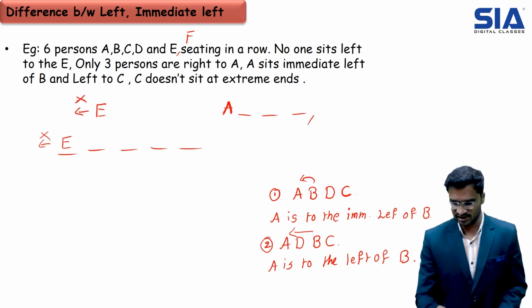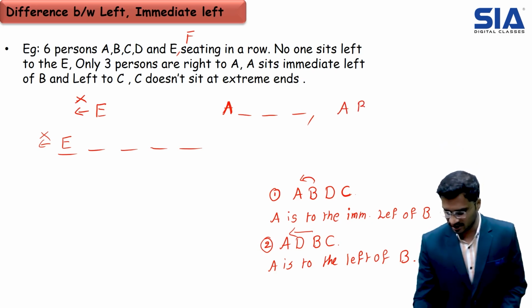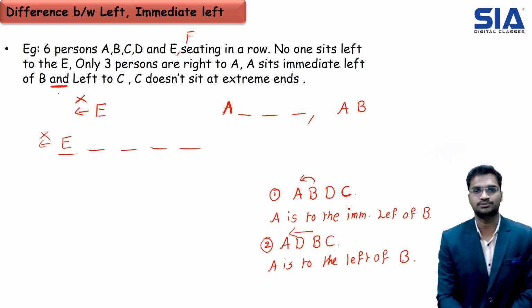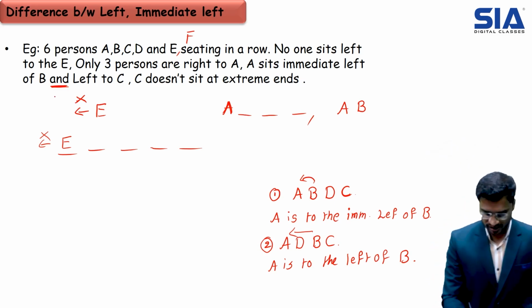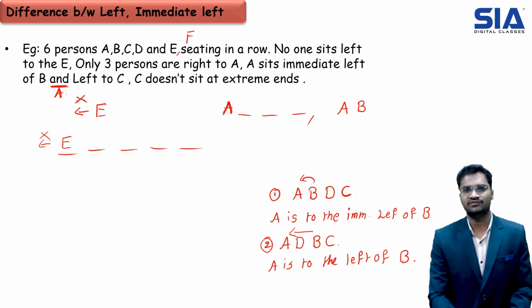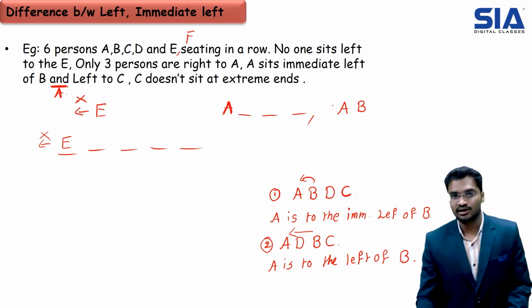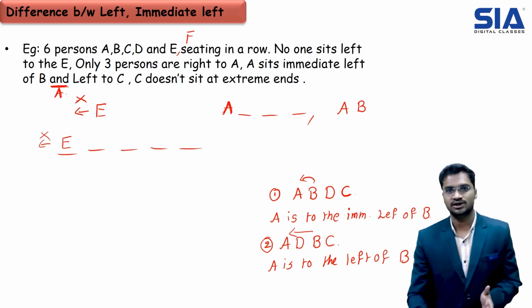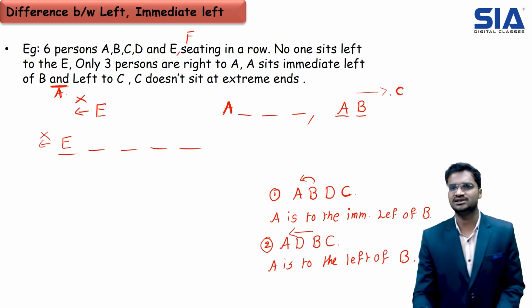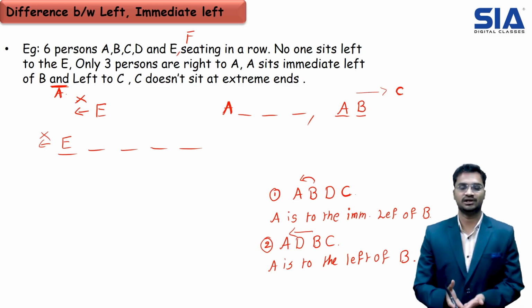There are only 3 persons to the right of A. In the next condition, he says that A sits immediate left of B. A is sitting immediate left of B, and in the place of "and", I have to substitute the person who is first. So here the first person is A, and A is left of C. A sits immediate left of B, and A is left of C. So the person A is on the left side of C. He is not immediate left, he is left side. If A and B are here, and C is somewhere here, then I can say that A is sitting to the left of C, and C does not sit at the extreme end.